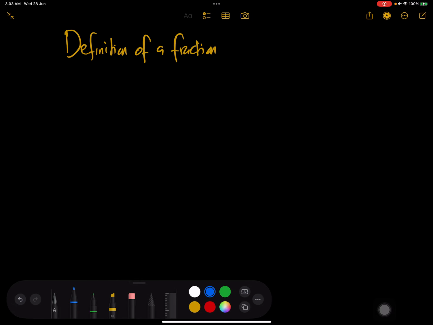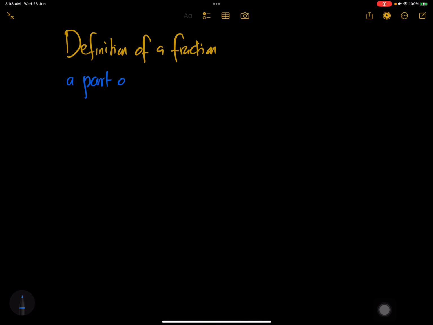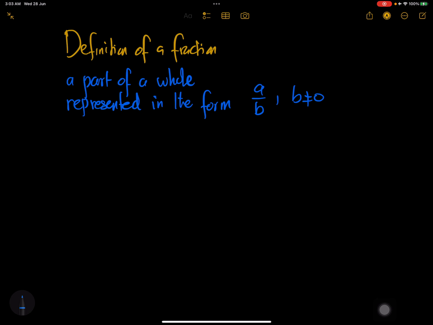I think we mentioned earlier in some previous video that a fraction is a part of a whole. Fractions are usually part of a whole, and usually they are represented in the form A over B, where B cannot be equal to 0. Because if B is 0, then it means undefined. Why? Because we're going to have A over 0.